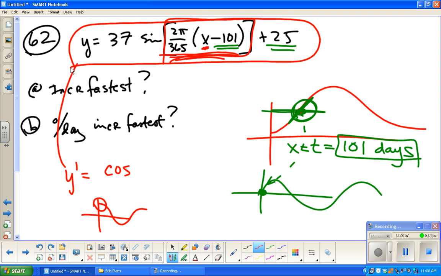That's really all the time I have to talk about this right now. In terms of finding the actual rate of change, do the derivative, plug in 101. Okay? All right, well, that was fun.